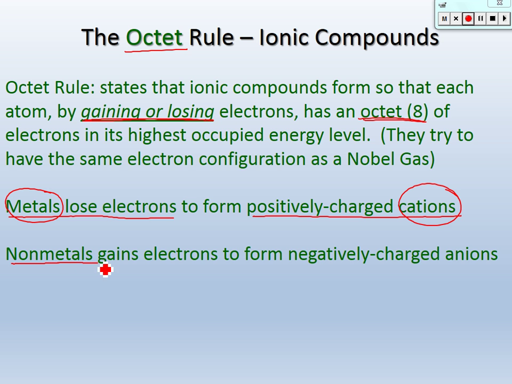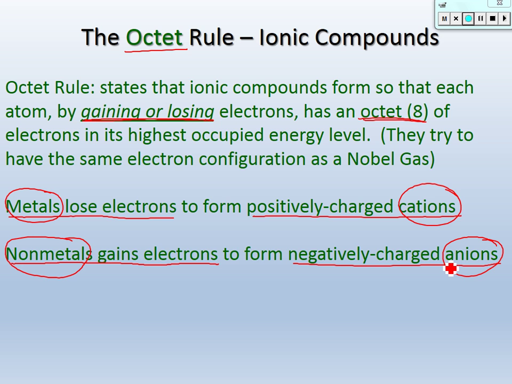The nonmetals will tend to gain electrons. And when you gain electrons, you become negatively charged. Negatively charged ions are called anions. So the nonmetals will form the anions. So everything above the staircase are going to form the anions. Okay. So hopefully you're keeping up with the notes there. Okay. So everyone wants 8. The metals will lose, forming cations. The nonmetals will gain electrons, forming the anions.